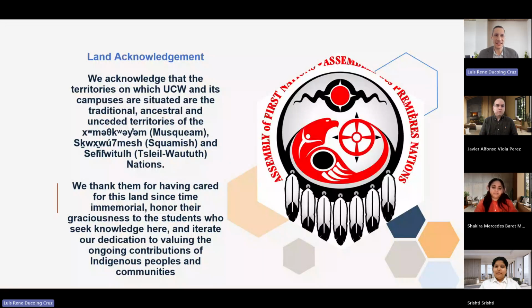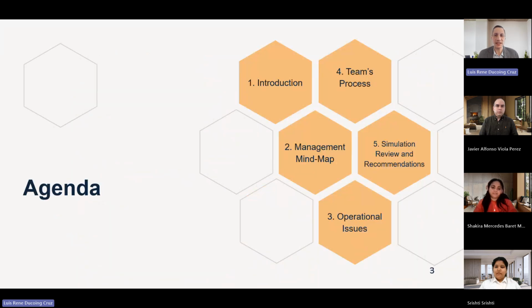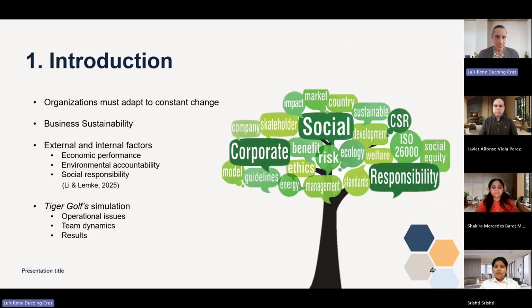First, we'll start with the land acknowledgement of the indigenous people, which was very important for the project, and a little bit of our agenda. The first thing is we'll give a brief introduction, then discuss our mind map, the operational issues that we faced, the team process that we did, and finally the results and recommendations of the team.